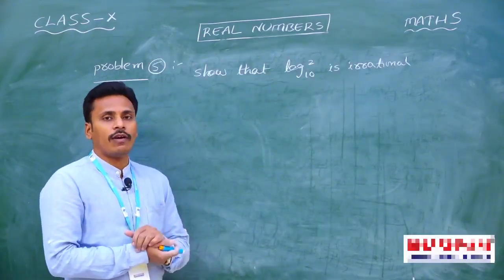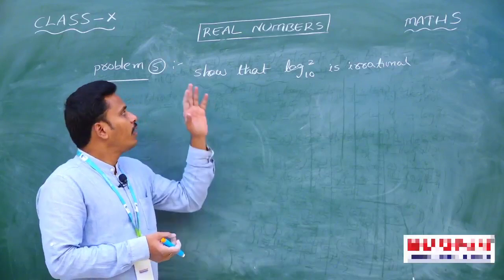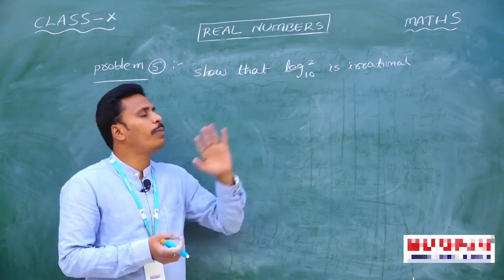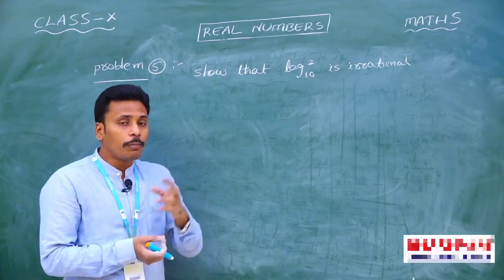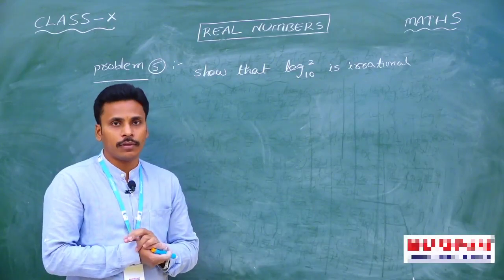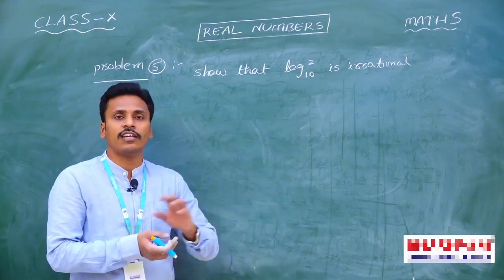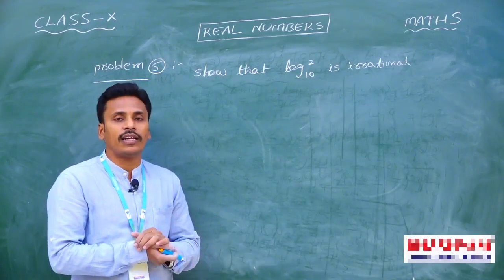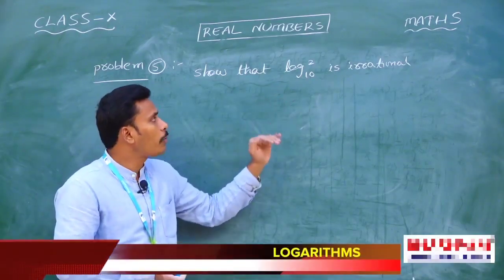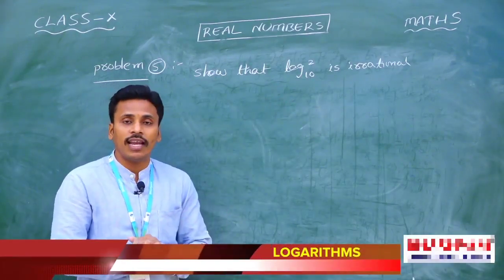Look at the board, I have another interesting problem, okay? We need to show that logarithm of 2 base 10 is irrational. See, proving the irrationality of a number. Log 2 base 10 is an irrational number. We started logarithms with that idea only, okay? And now we are proving that log 2 base 10 is irrational.